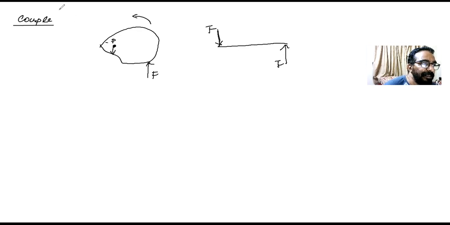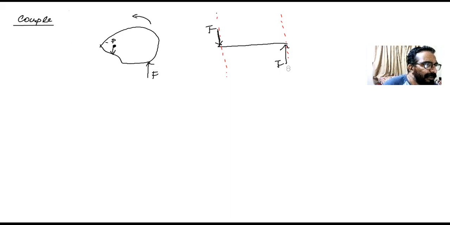And when you look at the lines of action, they are parallel. The line containing these forces, the line of action, is parallel. So such a pair of forces, which are equal in magnitude, opposite in direction, and whose lines of action are parallel, we call a couple. So actually this couple is responsible for the rotation of this body. This force alone was not producing it, beta. There was a pair of forces.